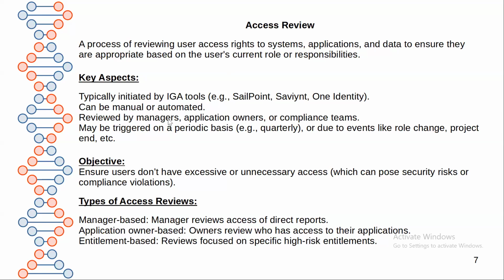It will be reviewed by the managers, application owners, or the compliance teams. So they will have the review done. It can be triggered periodically, like quarterly, or due to events like a role change. Somebody's role is getting changed, and at that time it can be triggered. Somebody is changing the project or the project is ending, and at that time also we can initiate it. So these are the key aspects of access review.